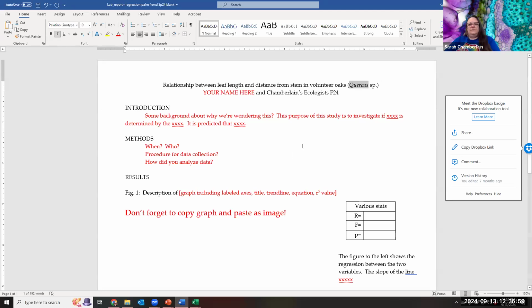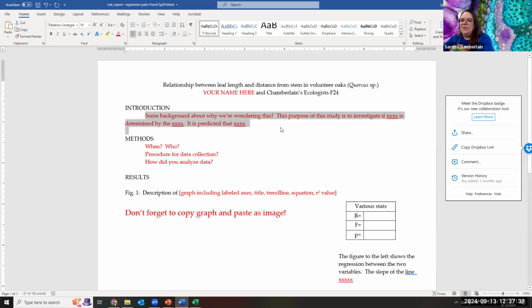Okay. So it's very empty, right? So in your introduction, some background about why we're wondering this, right? What's the question? What's your hypothesis? All of that stuff, right? So I'm leaving it real open because now you have done this. You've seen one once. You saw one from me doing the chi-square, right? You also see the one that I gave you for the difference in means. Okay. So similar kind of thing. It's a different type of a question, but it's still an introduction, right?